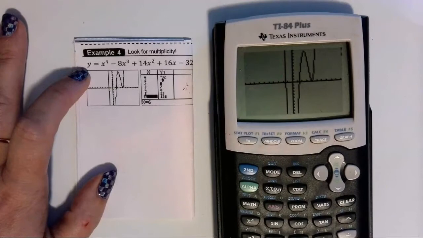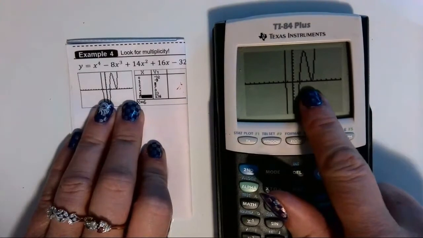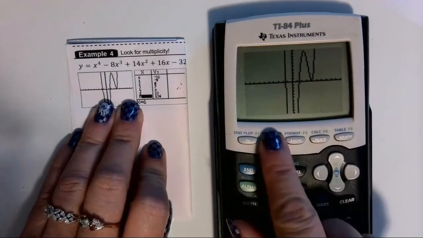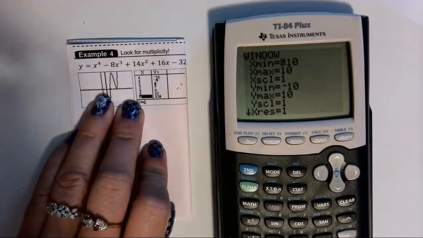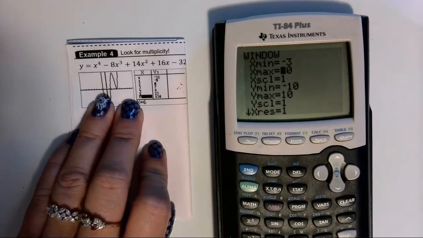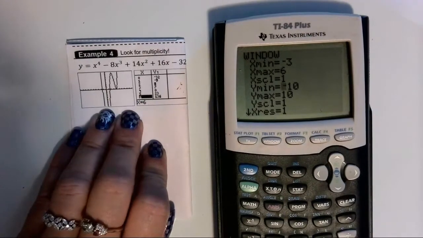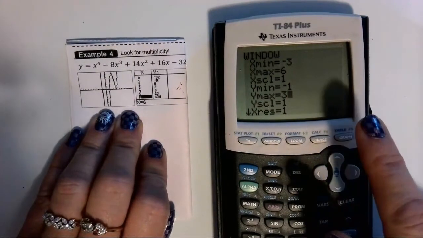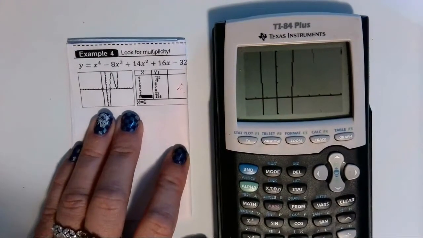There we go. It's difficult to see from this picture exactly where those zeros are. So if we go to the window button, we can stretch out this axis a little bit more clearly. I'm going to go from -3 to 5, 1, 2, 3, 4, 5. Let's try 6. And then let's go from -1 to 3 in the y direction. That'll zoom in so we can see a little bit more clearly where these zeros look to be.